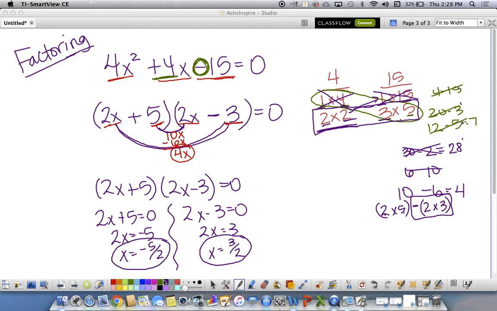Okay? Whew, I feel like we probably should do another one. I'm going to write one down really quick. And I always start with a factored piece and then go backwards, just so you know.